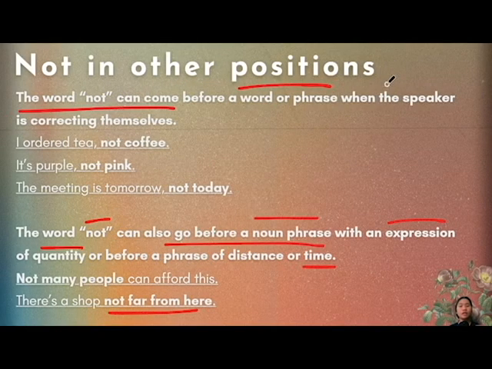Now, not can also be in other positions, such as before a word or phrase when the speaker corrects what they've said. I ordered tea, not coffee. It's purple, not pink. The meeting is tomorrow, not today. The word not can also go before a noun phrase with an expression of quantity, so how many, or before a phrase of distance, how far, how long, how short, or time, how soon, how late, how early. Not many people can afford this. There's a shop not far from here.